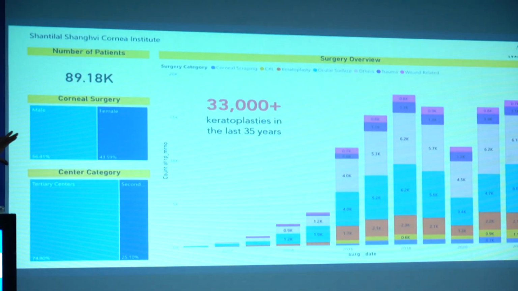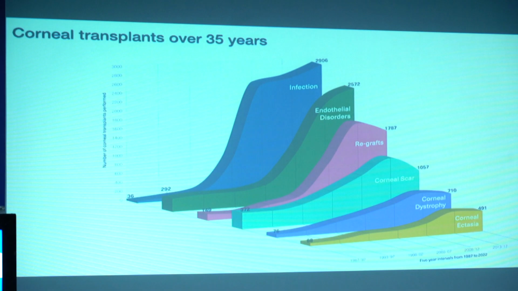What about the number of keratoplasties? We apparently did about 33,000 keratoplasties in the last 35 years, and these keratoplasties actually are the little pink bits on top, which is actually minuscule compared to the number of corneal surgeries that are done otherwise in an organization. And when we plotted the number of keratoplasties along with the indications, we found that the most common indication for us is still therapeutic transplants, infections, which continues to grow each passing year.